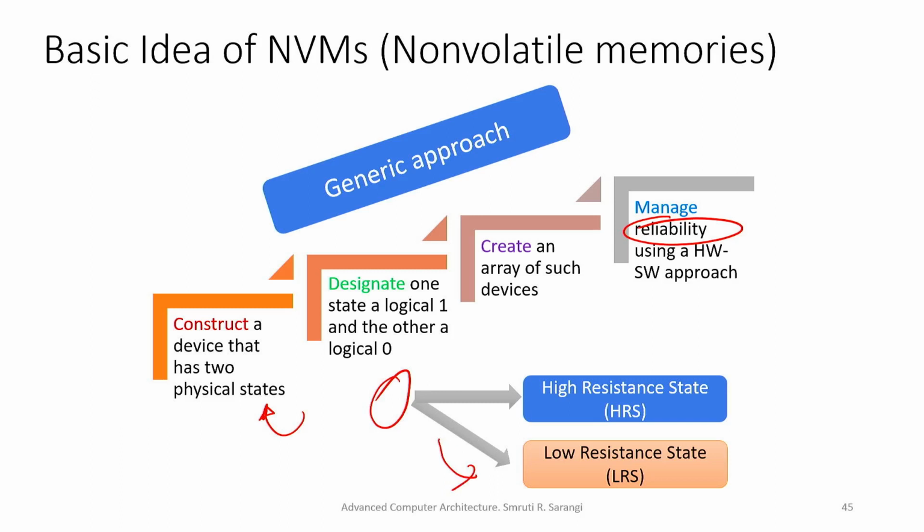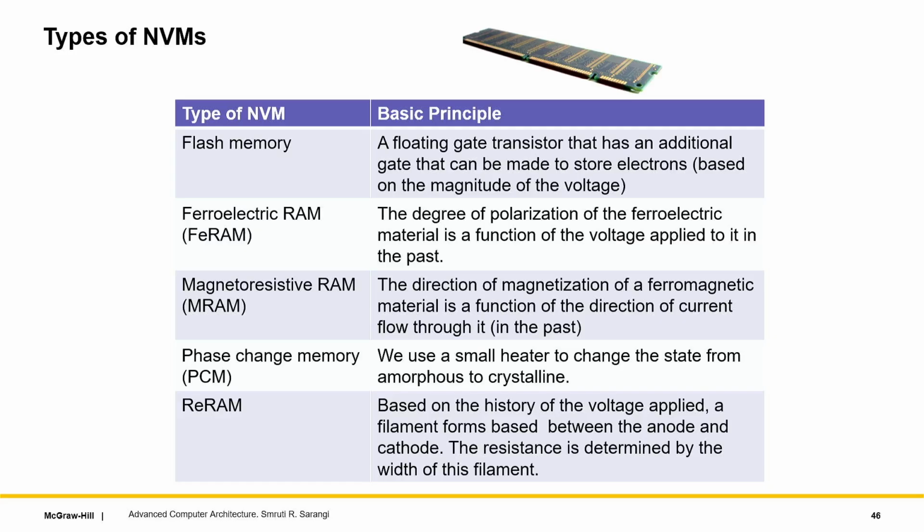If we set the threshold voltage between Vt and Vt plus, one conducts, one doesn't. So one is high resistance, one is low resistance. A quick one slide summary of NVMs. I will not go more than this.